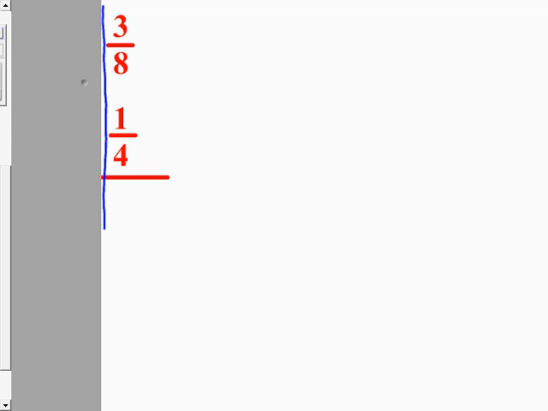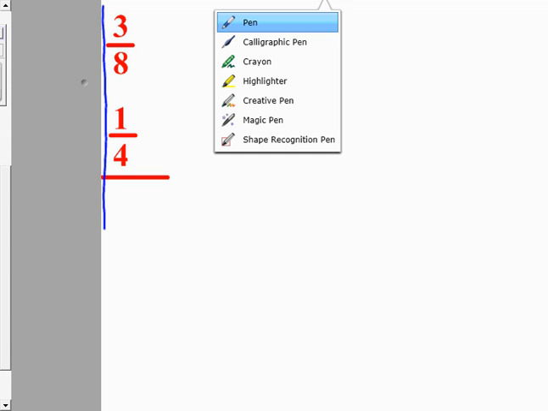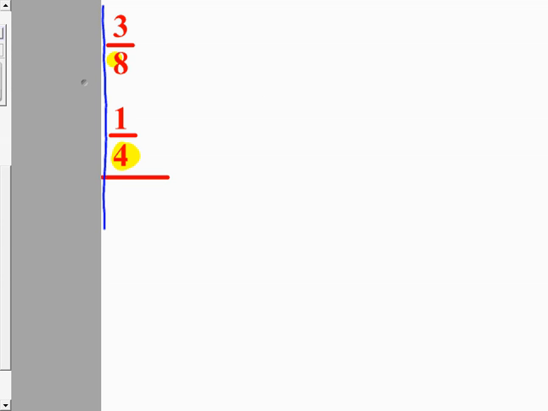When I look at this, I can see that 3/8 and 1/4 do not have a common denominator. So that's the first thing I need to do. I've got to find equivalent fractions that have the same denominator. But this one's actually pretty easy because 4 goes into 8, so I can just make these both 8s.